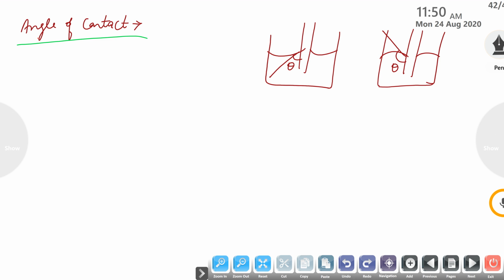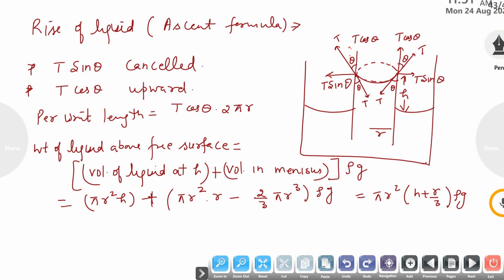Next is the angle of contact. It is the angle between the tube and the direction of the tangent inside the liquid. Inside the liquid, so this is the angle of contact made by any liquid. This is for the concave surface and this is for the convex surface. For the convex surface, this is the surface, so this is the tangent and this is the angle inside the liquid between the tangent and the tube. This is known as the angle of contact.